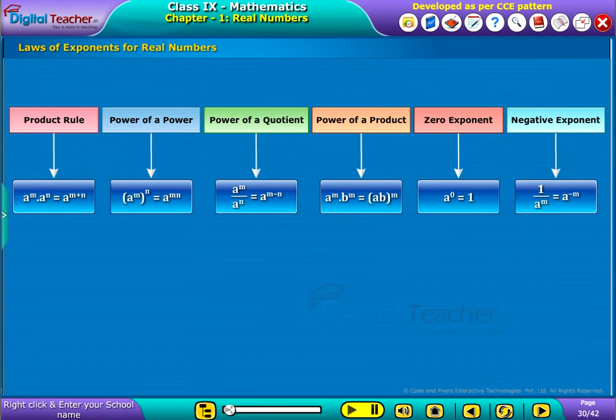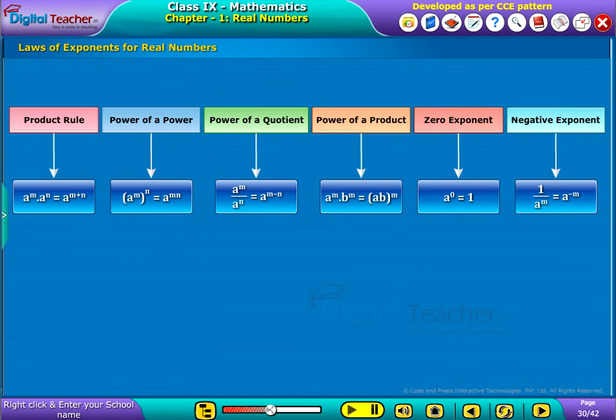Let us discuss the laws of exponents for real numbers. The laws of exponents are product rule. Product rule is defined as a power m into a power n equal to a power m plus n. Power of a power. Power of a power rule is defined as a power m whole power n is equal to a power mn. Power of a quotient.